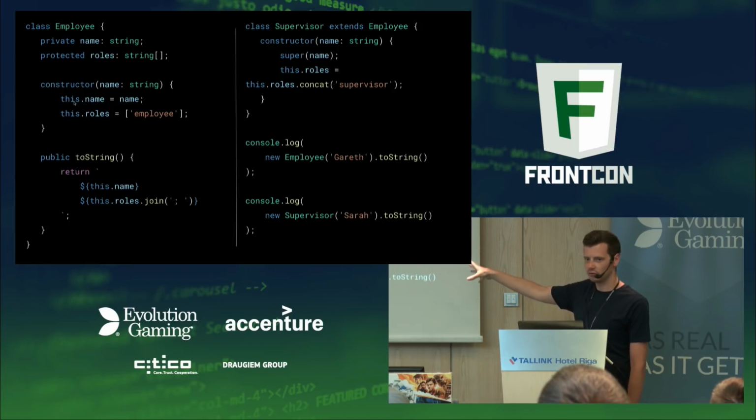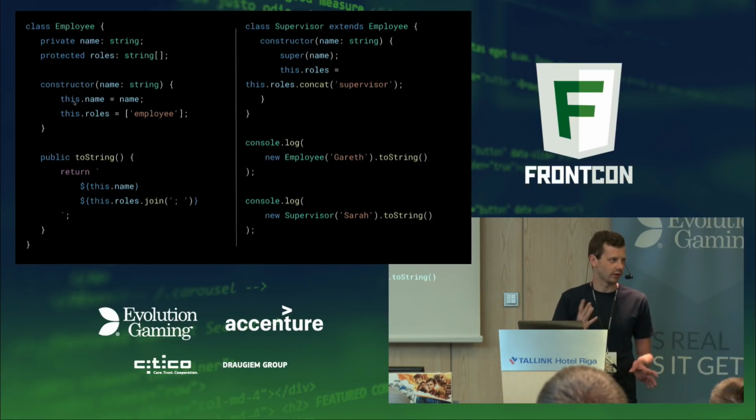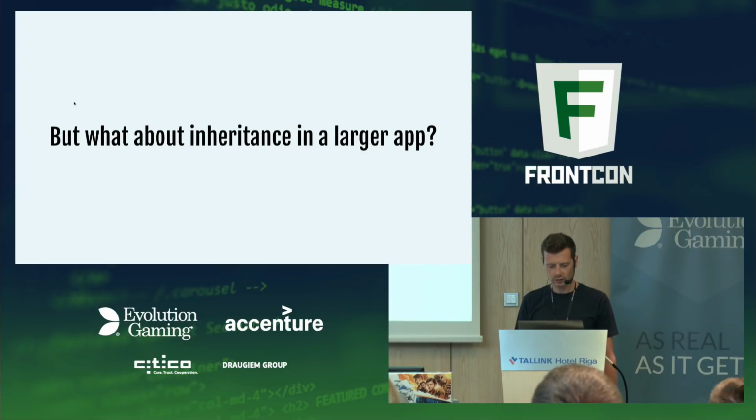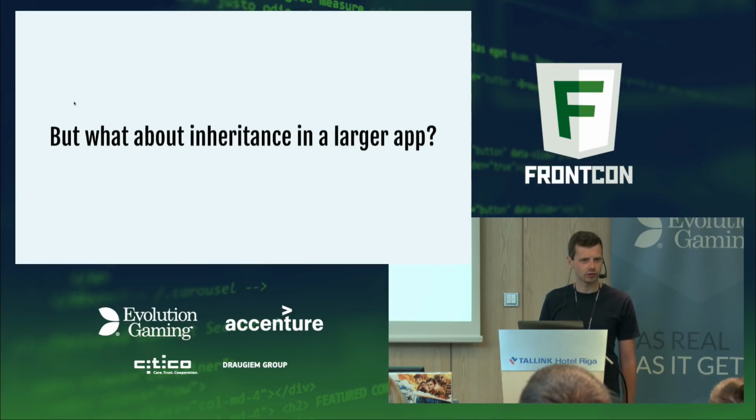And we haven't had to re-implement toString, so we can see that we've been able to share that logic without arbitrarily introducing it again. And then if we were to run this and evaluate the output, we'd see Gareth would just be an employee, but Sarah would be an employee and a supervisor. And that hasn't required any duplication of this toString method. But what about inheritance in a larger app?